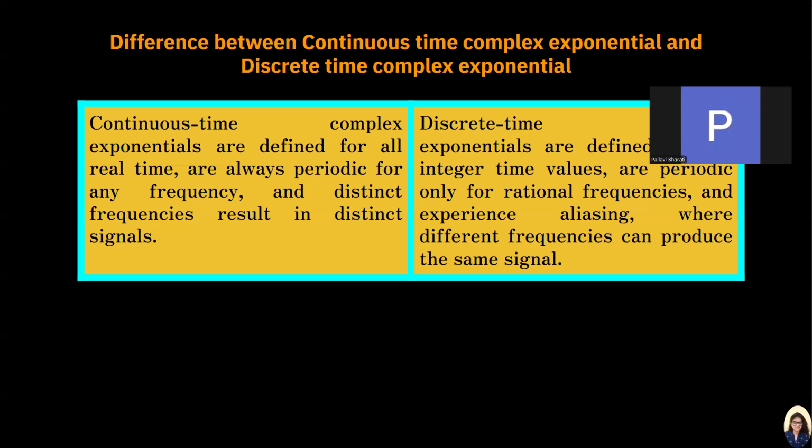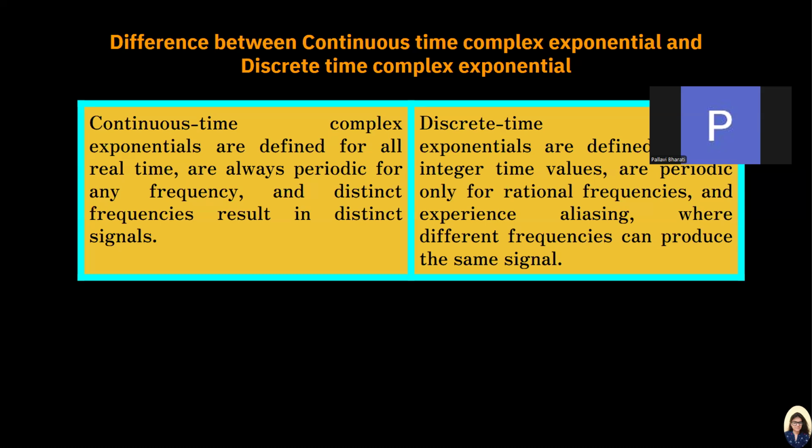This is a very important thing that you have to remember: the continuous time complex exponentials are always periodic with any frequency, and the discrete time ones are periodic only for rational frequencies. Means omega should be a multiple of 2 pi. Otherwise, they will have aliasing effects. And also, in the case of discrete time exponentials, the different exponentials are not infinite in number, as in the case of continuous time.